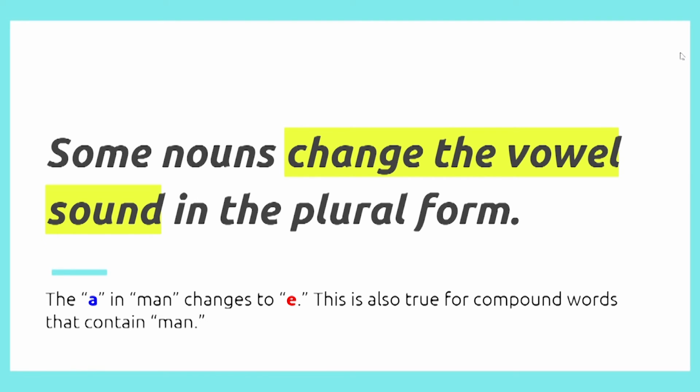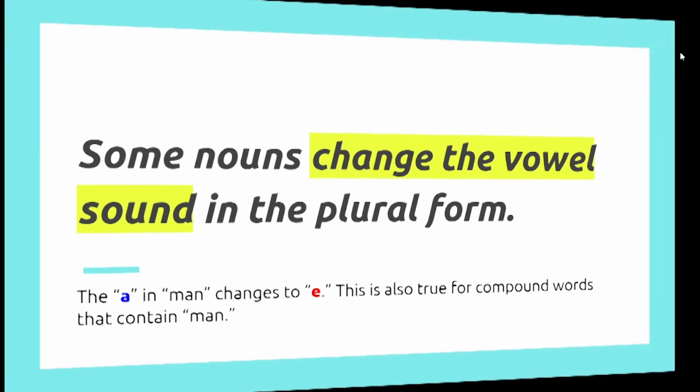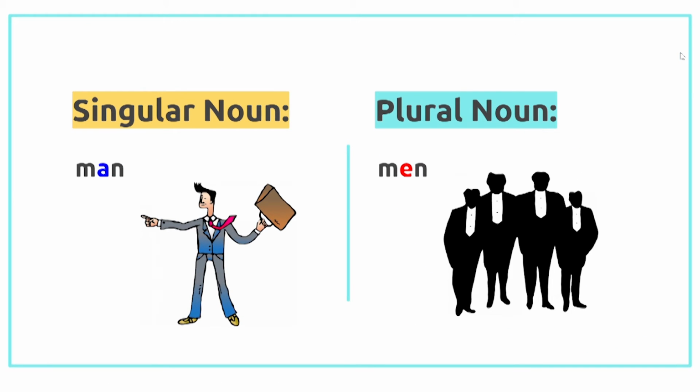Another important irregular word to remember is man. When we form the plural of man, we change the vowel. We change the A to an E. So man becomes men. This is the case with any compound word with the word man in it. So once again, singular, man, plural, men.